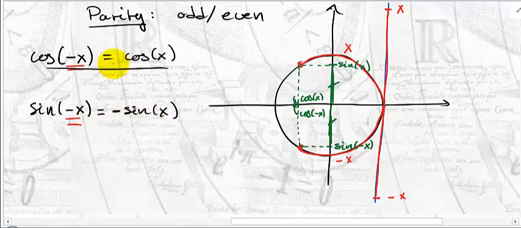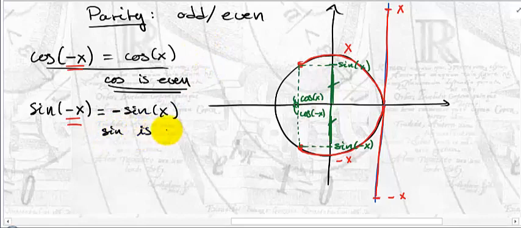And so right here we say that cosine is even. If a function swallows up the negative sign, it is an even function. Right here, sine is odd. If the function spits the negative sign outside, it is odd. Okay, I'm sorry for the image.